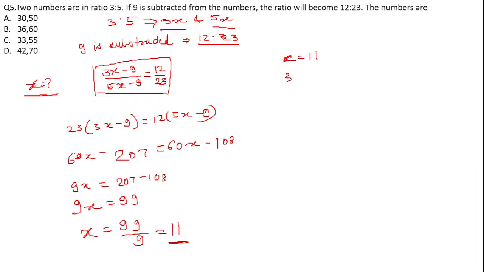So now we can find 3x, like 3 into 11, and 5x as 5 into 11. So 3 11s are 33 and 5 11s are 55. So these two are the numbers whose ratio is 3:5 as given, and after subtracting 9 we got 12:23. So let's see the first option. First option is wrong, second option is also wrong, third option is correct because 33 and 55 are the two numbers. This is also wrong.